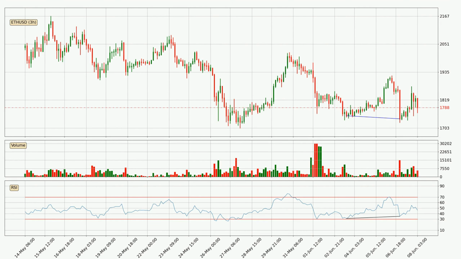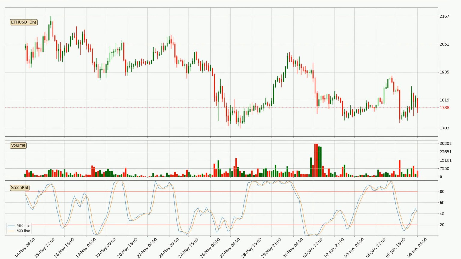Searching for divergence in the 3-hourly time frame, the price has already gone up owing to the last bullish divergence. Looking at the 3-hourly stochastic RSI, there are no signs of the stochastic RSI being oversold or overbought at this time, but we can see that the trend is currently going down because the K line is below the D line.